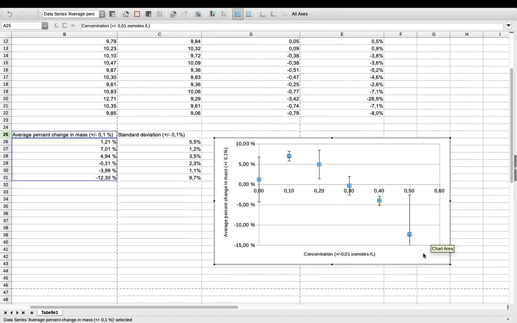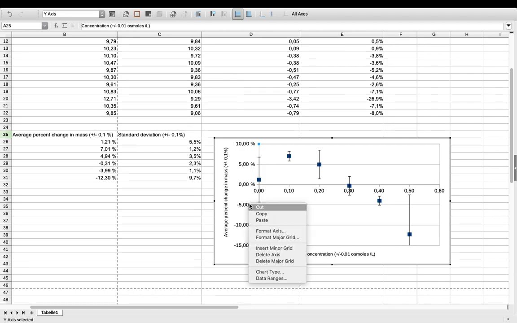Then, as you can see here, my error bar is going off the bottom of the chart, so I need to change my chart axis. I need to format the axis so that I can see all of this data, because otherwise I don't know how far this standard deviation bar goes down when I look at it.